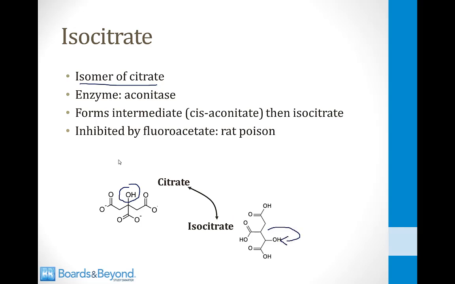The enzyme that catalyzes this step is called aconitase. It actually forms an intermediate called cis-aconitate, and then it forms isocitrate. This enzyme can be inhibited by a substance called fluoroacetate, which is used in rat poison. And this is a reversible step. And as I said before, it's the irreversible steps where all the regulation occurs. So there isn't any important regulation of this step.